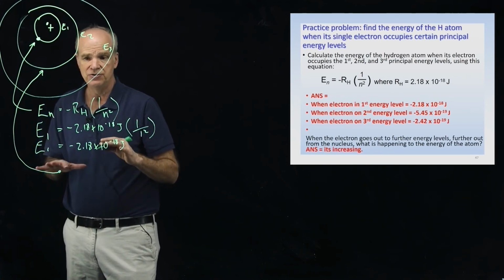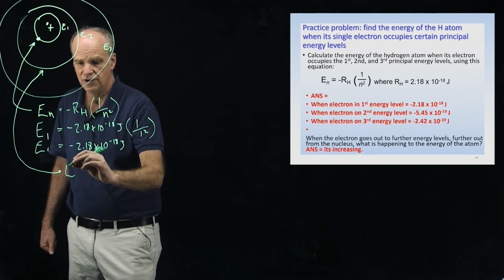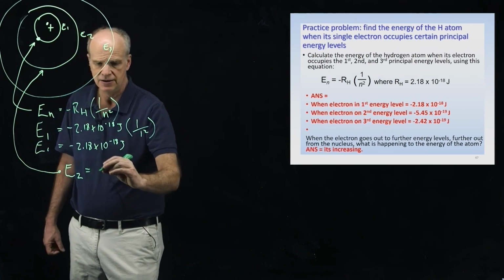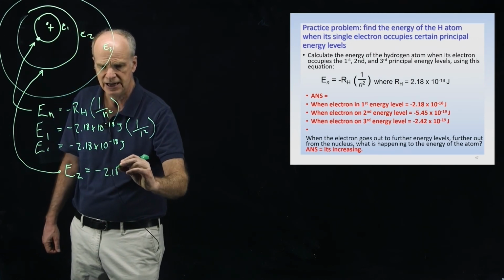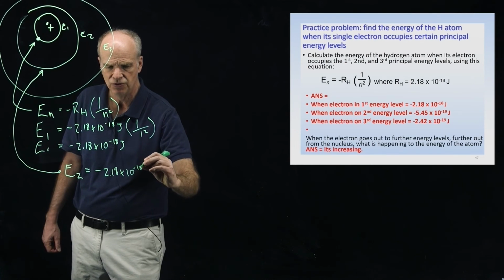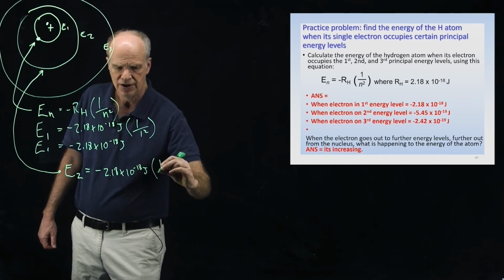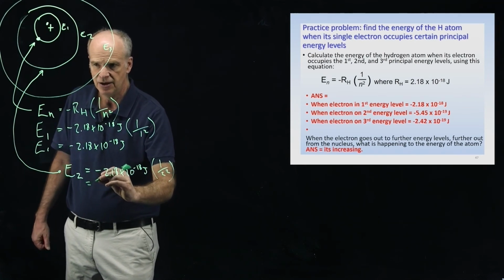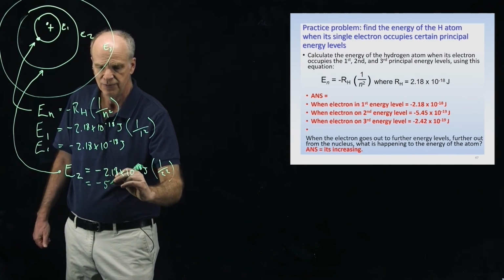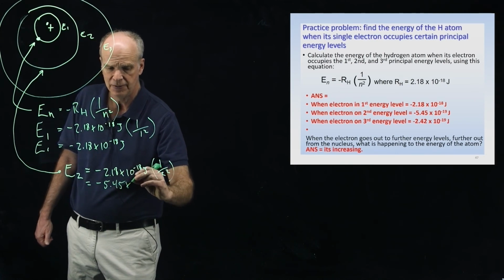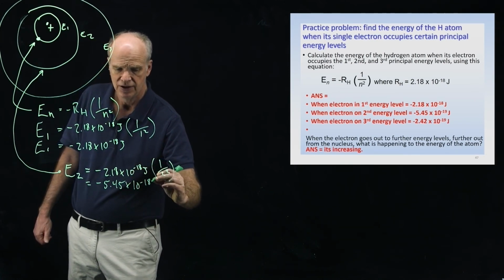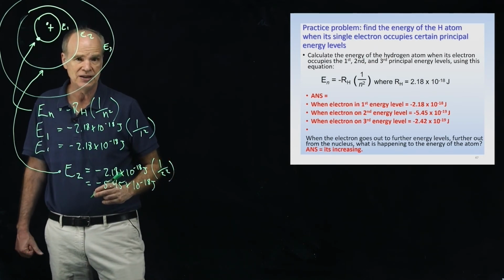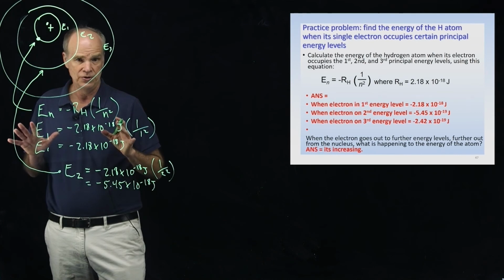So you can do this calculation for the electron in the second orbit, and so it would be negative 2.18 times 10 to the negative 18 joules, and then it's going to be 1 over 2 squared, and you can work that out, and the number you get is negative 5.45 times 10 to the negative 18 joules. Okay, so that would be the energy of the electron if it's in the second orbit of hydrogen, or the total energy of the atom.